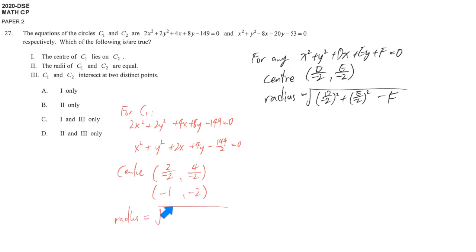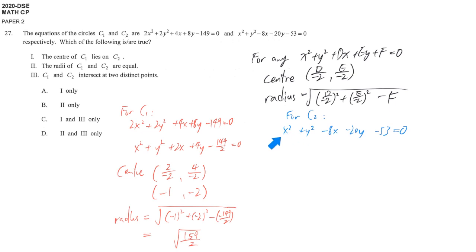Radius is related. The radius is the center x coordinate square plus center y coordinate square minus the constant term. So we have negative 1 square plus negative 2 bracket square and then minus the constant term negative 149 over 2. Make sure you just substitute the things and then handle the sign later. It gives you square root 159 over 2. Just simply do the same for C2.